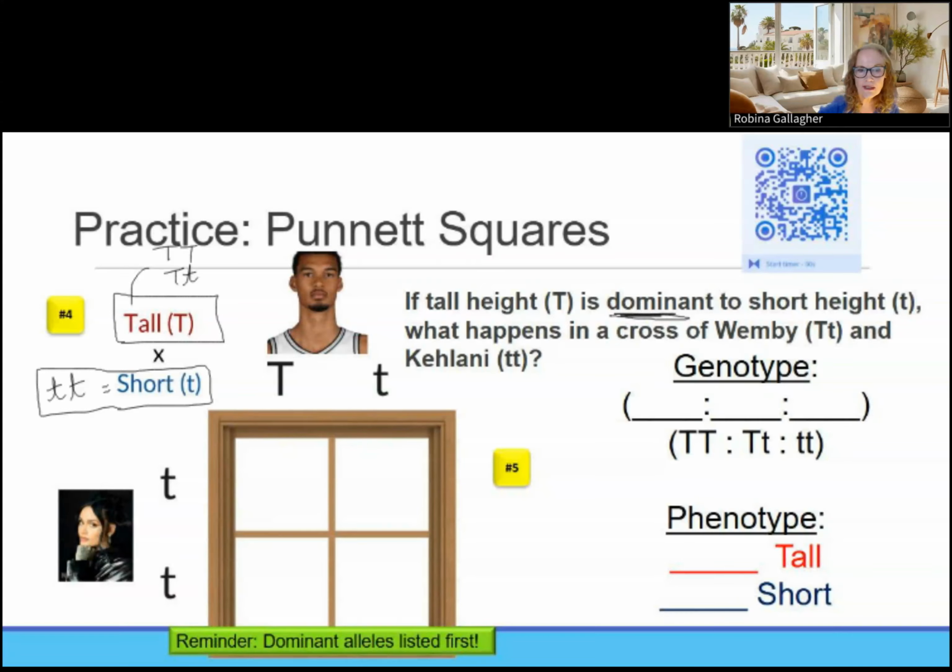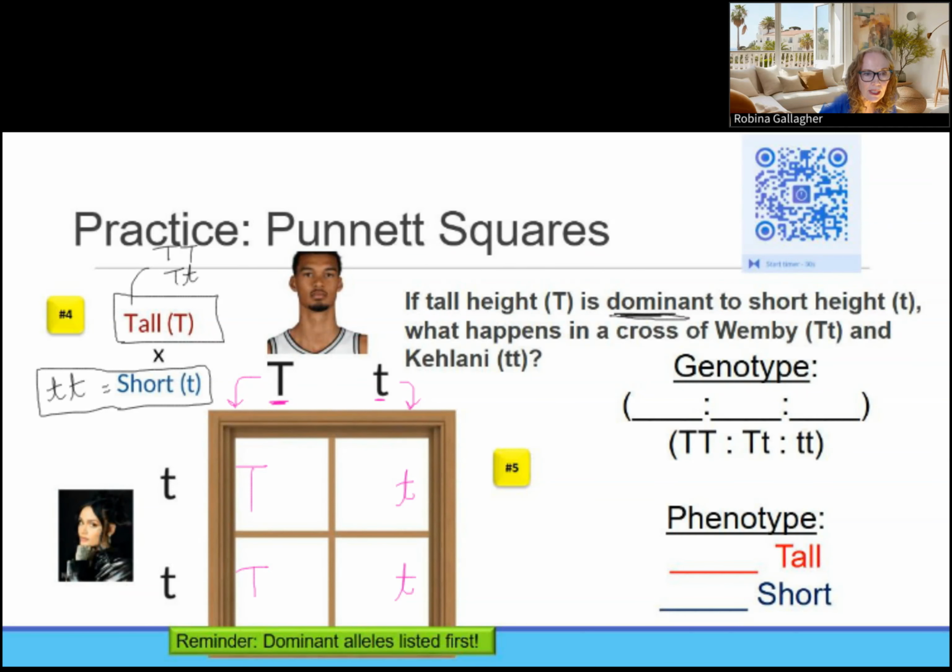What happens in a cross of Wemby, who is heterozygous, and Kalani, who is homozygous recessive, okay? So I need to fill in my Punnett square first. I'm going to take Wemby's dominant allele, and I'm going to put it first in every single box in that column. Then I'm going to take his recessive allele and put it in the back of all the boxes, okay?